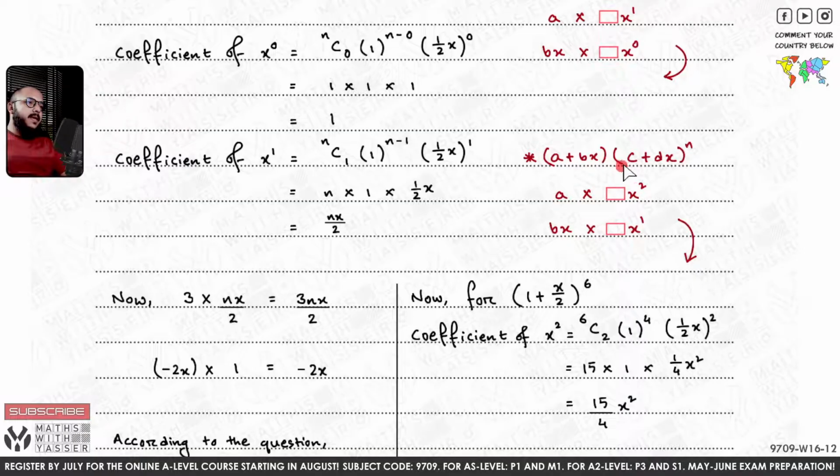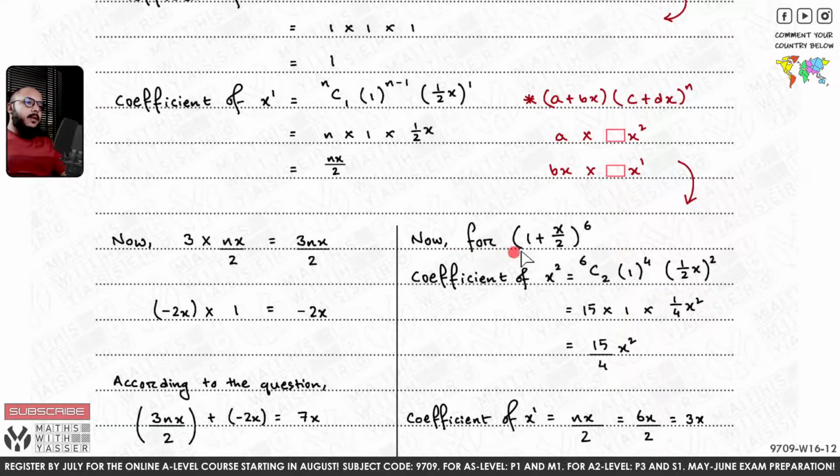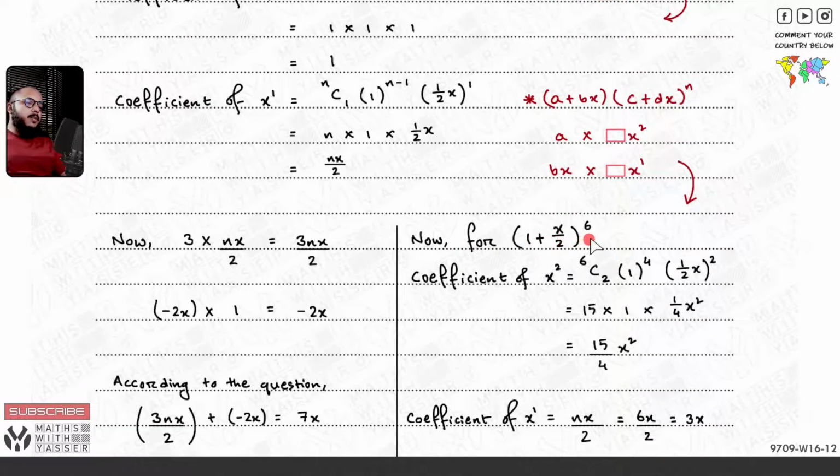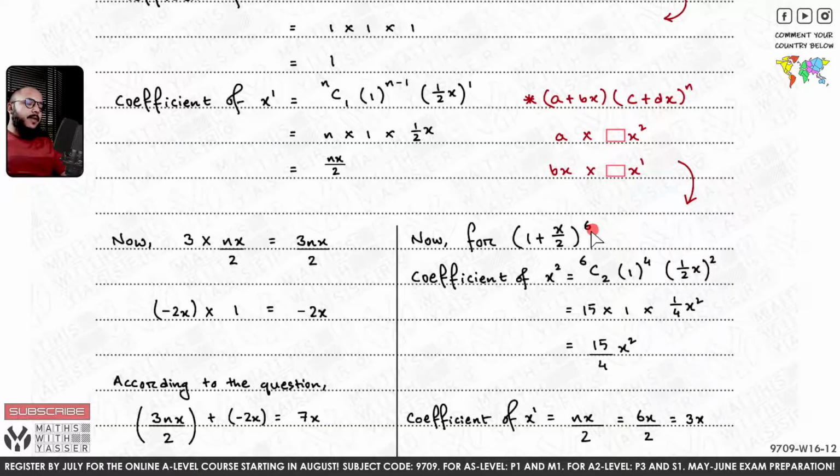So we have (a plus bx) and (c plus dx) to the power n. So we need to multiply a with the coefficient of x square from this expansion, and we will be getting something x square. And with bx, we need to multiply the coefficient of x from this expansion, and that will give us again bx times something x, which is eventually something x square. So (1 plus x by 2) to the power 6. Now we know the value of n. So let's find the coefficient of x square.